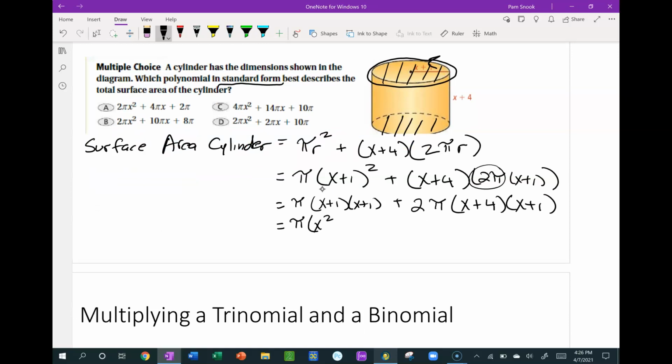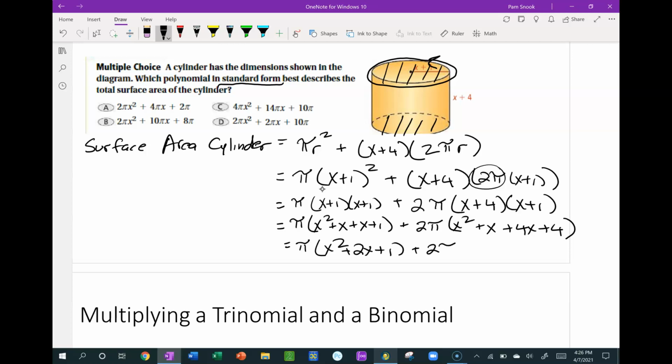I get x squared plus 2x plus 1. And let's distribute on my other one. I have 2 pi times x squared plus x plus 4x plus 4. Now I'm going to do some combining of like terms. I'm going to have pi times (x squared plus 2x plus 1) plus 2 pi times (x squared plus 5x plus 4).